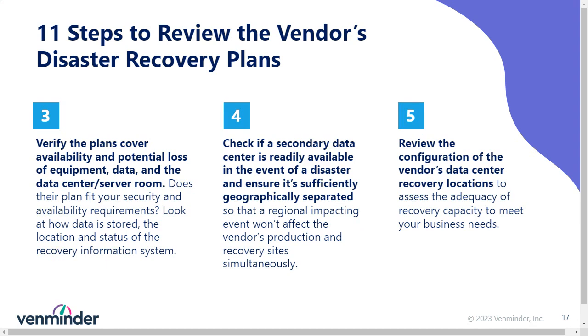Now, after that, you should verify that the DRP covers availability and potential loss of equipment, data, and data centers or server rooms. Does their plan fit your security and availability requirements? Look at how data is stored, the location, and the status of the recovery information system. Now, after that, you need to check if a secondary data center is readily available in the event of a disaster and ensure it's sufficiently geographically separated so that a regional impacting event won't affect the vendor's production and recovery sites simultaneously. And geographically separated or geographically diverse usually means at least 100 miles apart.